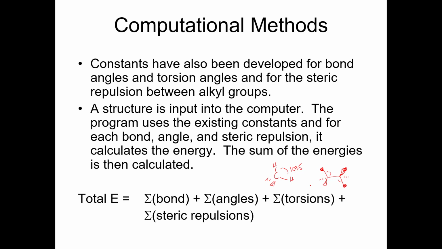So what we do is we make a geometry of the molecule and we sum up all those energies. Then the computer will change the structure a little bit and recalculate the energy. And the idea is that as we change the structure, the total energy of the molecule begins to go down. And at some point we find a geometry that is what we call the minimum energy.